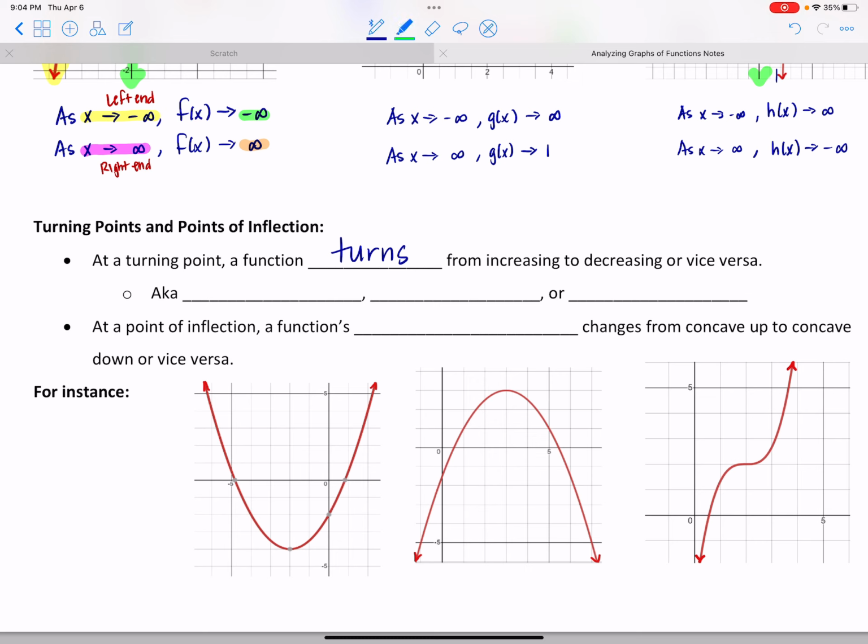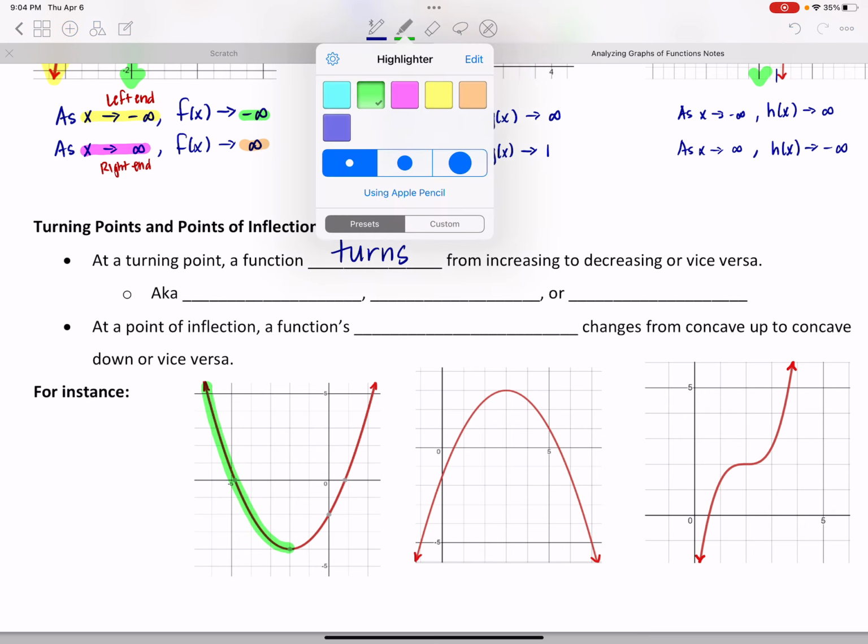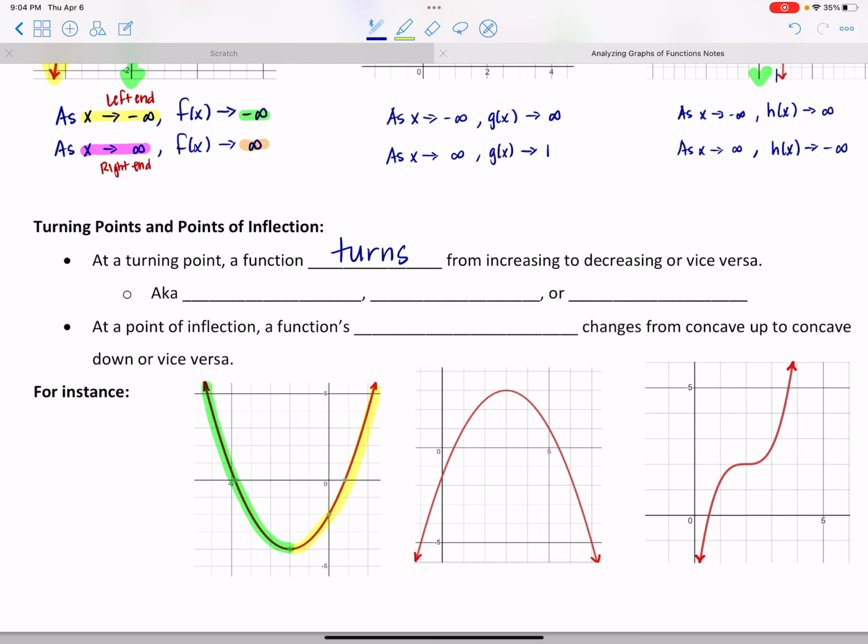For example, here, if I was following this graph, it is decreasing till it gets right there, and then it turns, and it is increasing. So that point where it changes from decreasing to increasing, that is called a turning point. We can also call that the vertex of that graph, so turning points are also called vertices. Now this particular one that I've highlighted here happens to be at the bottom of that graph. When we go from decreasing to increasing, then that vertex, that turning point, is referred to as a minimum. And then we have different types of minimums. We have local or relative minimums. Then we have these absolute or global minimums. We'll talk about those more later.